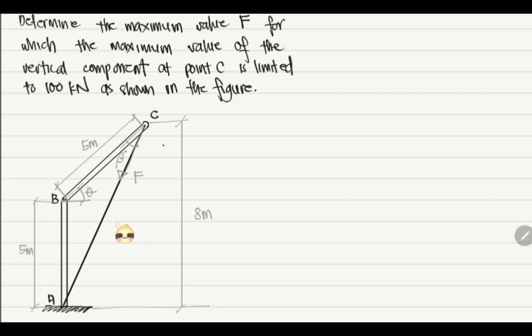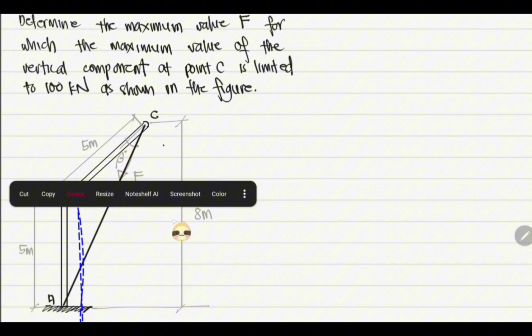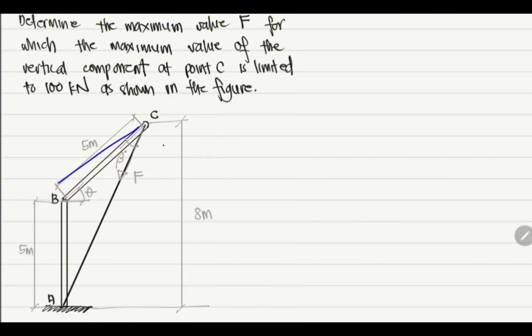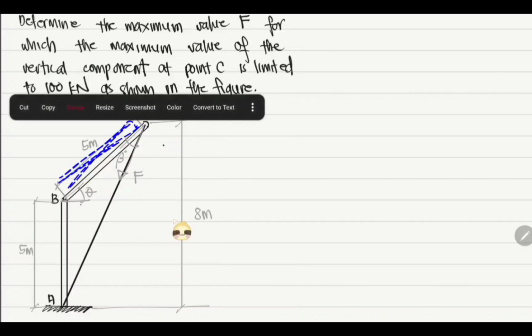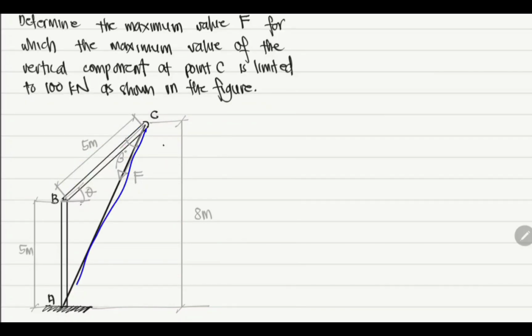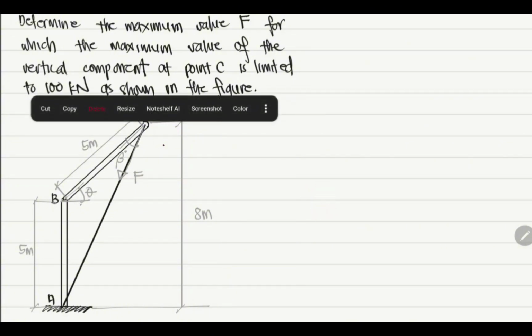This is F. It is connected by a cable or a wire from C to A. So the question is, what is the value of F when the maximum value of the vertical component at point C is equal to 100 kilonewtons.